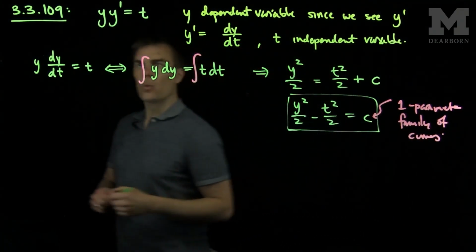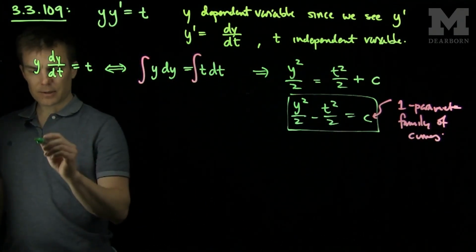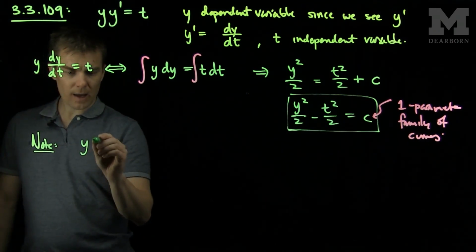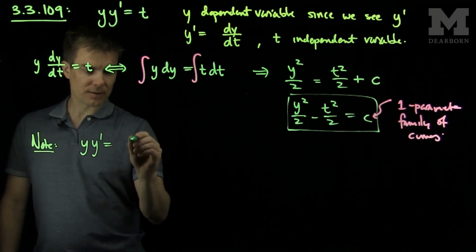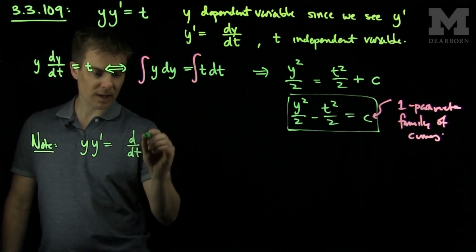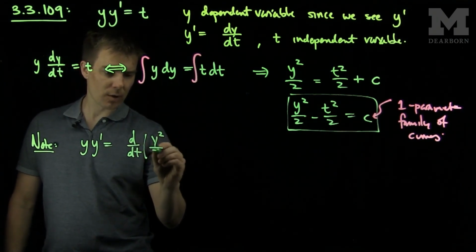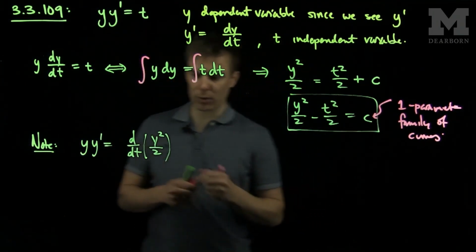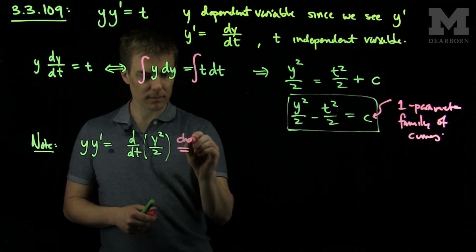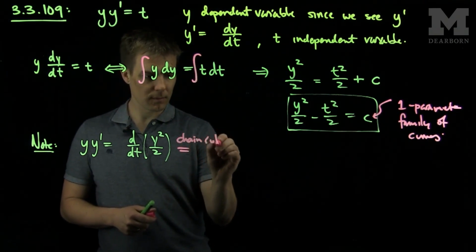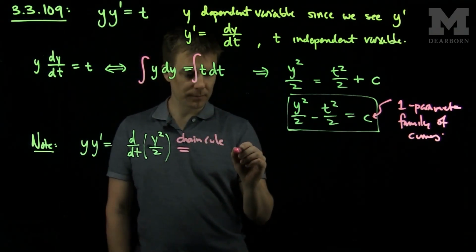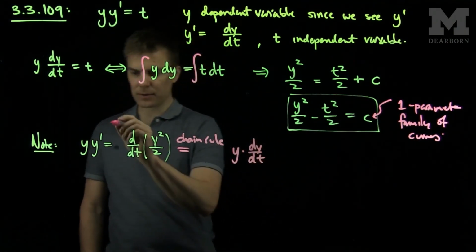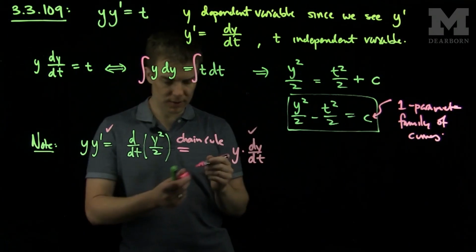Alternatively, we could have noticed from the outset that y prime is the derivative with respect to t of y squared over 2. And to see that, we will use the chain rule. So the chain rule will tell us that this will be y times dy dt. So in fact, this is true.